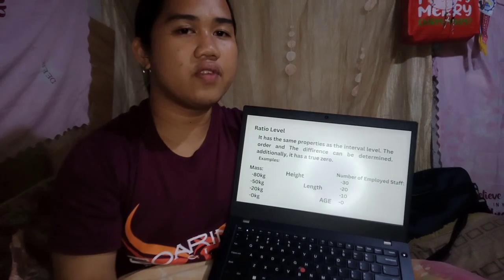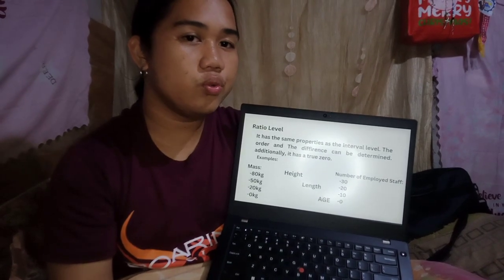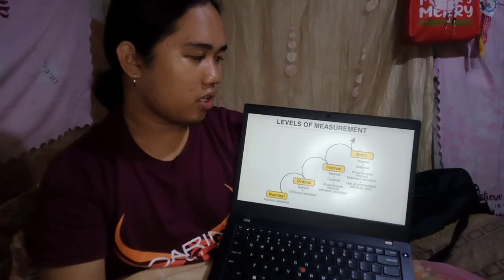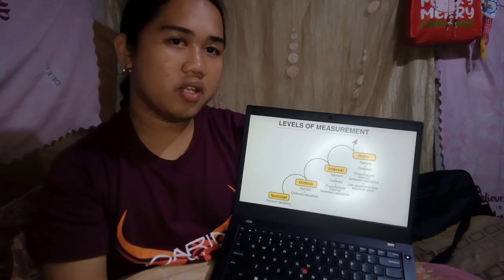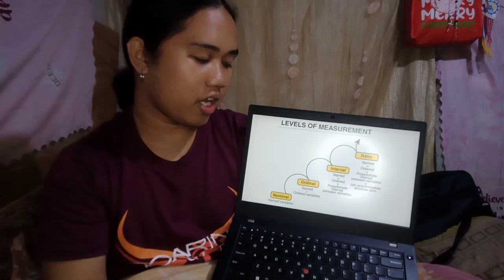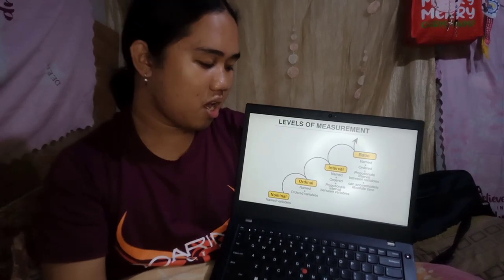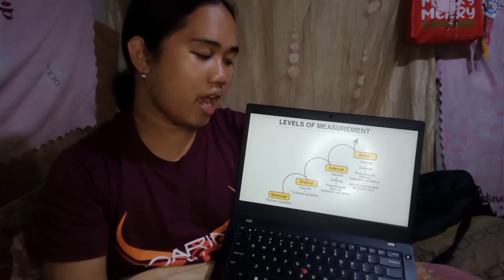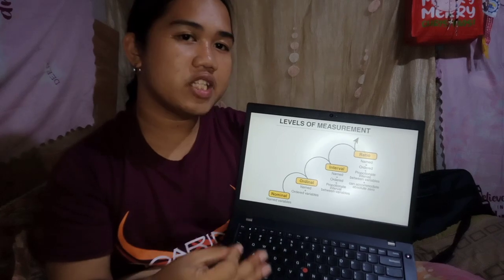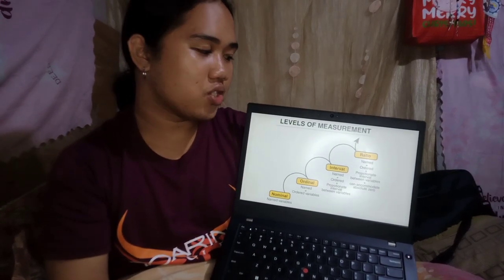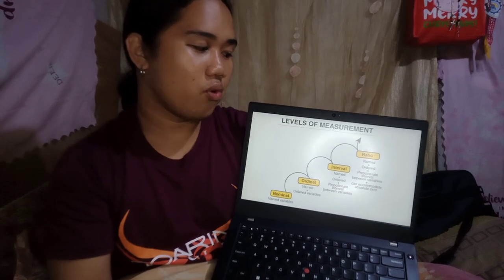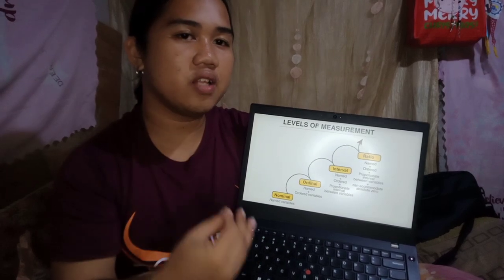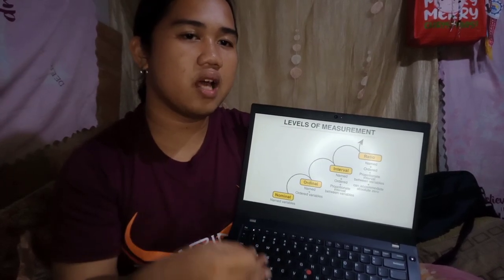And to sum up all of this, and to conclude all of the types of data and measurement scale, we have here the levels of measurement. Nominal, we have here the named variables. Ordinal, we have the named plus ordered variables. Interval, we have here the named plus ordered, and we can also determine the difference between the variables. And lastly, the ratio, where we have here the named plus ordered, and we can also determine the difference between variables. And in ratio level, it has a true and absolute 0 starting point.